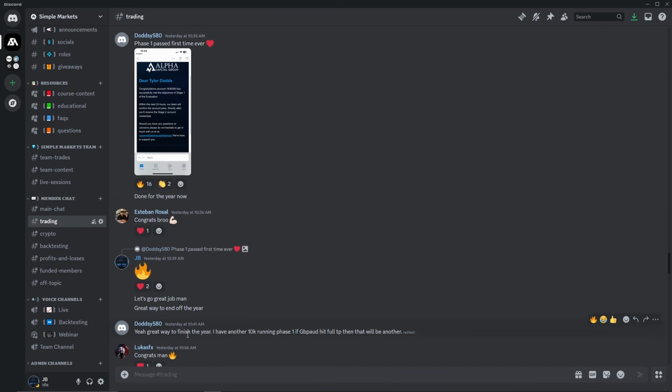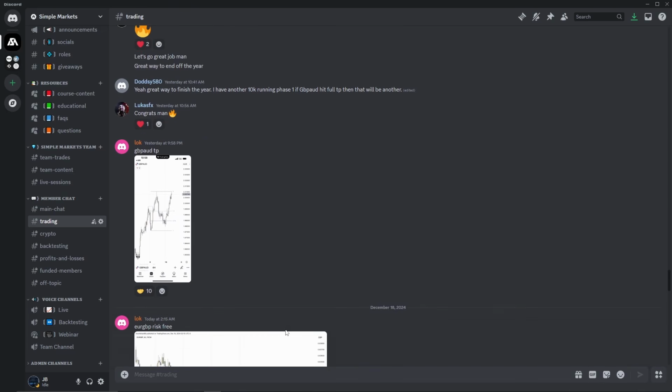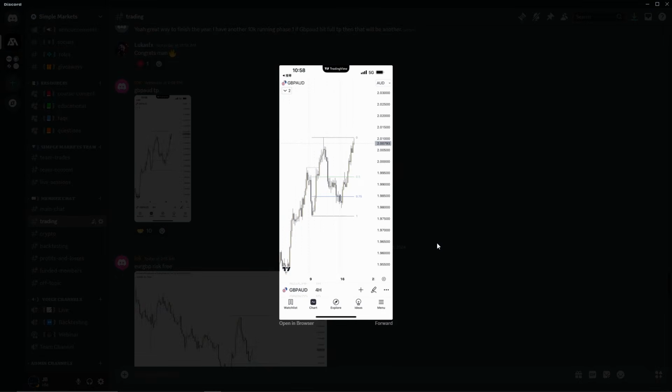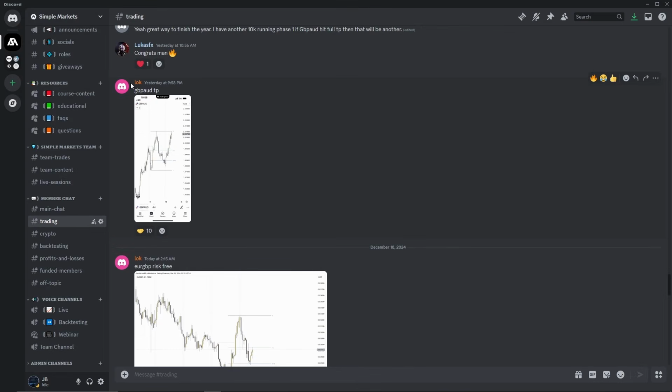And then he also mentioned that he has another 10K running phase 1. And if pound AUD hits full take profit, then that will be another funded account for him. So if we actually scroll down a little bit, you can see here the trade he's talking about actually did end up hitting that full take profit. And this is from another funded member of ours trading the exact same strategy.